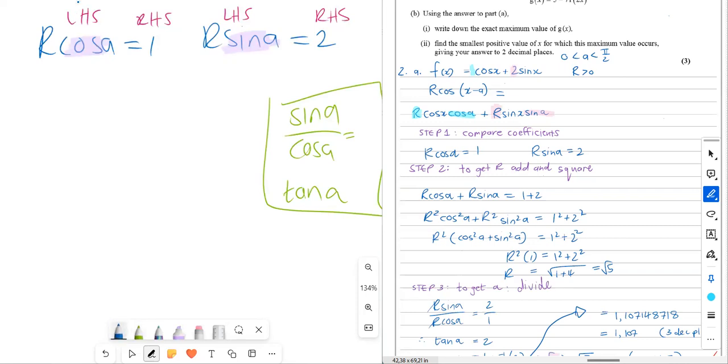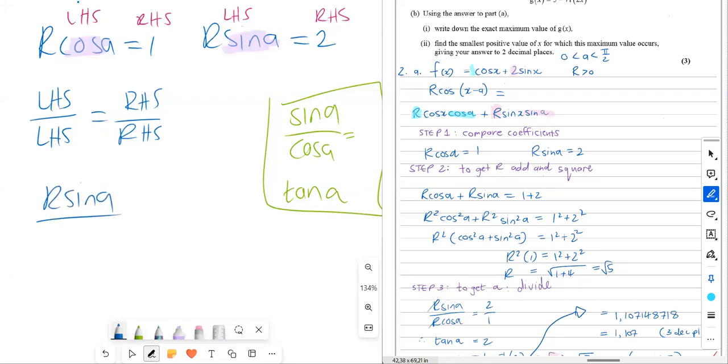So we can just divide this. You could literally say left-hand side over left-hand side and right-hand side over right-hand side. But you got to pick the right one, so make sure you pick the one with sine in. So we can say R sine A over R cos A equals 2. And then whichever one you started with, you got to start with again, so it's 2 over 1.